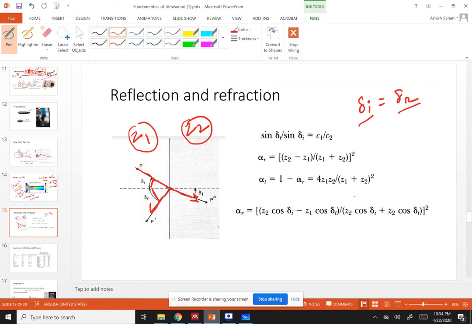And regarding the angle of incidence and angle of transmission, this is delta t, the angle of transmission. The relationship between the angle of incidence and the angle of transmission is given by this formula: sine delta t divided by sine delta I is equal to C1 by C2, where C1 is the speed of sound in medium 1 and C2 is the speed of sound in medium 2.